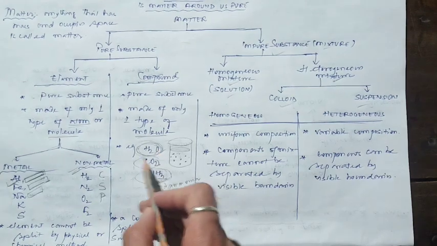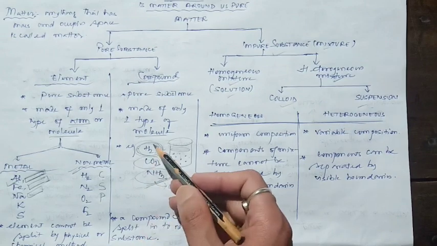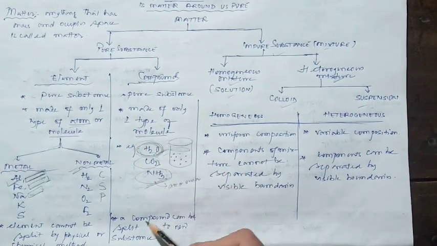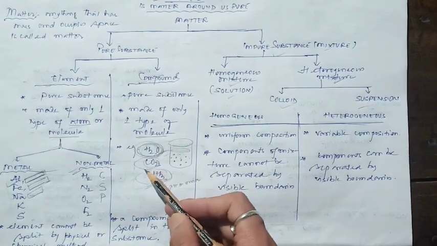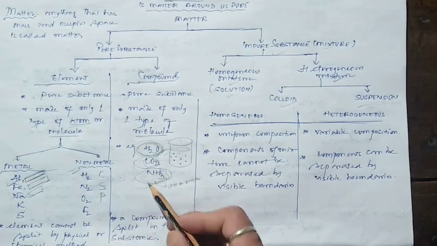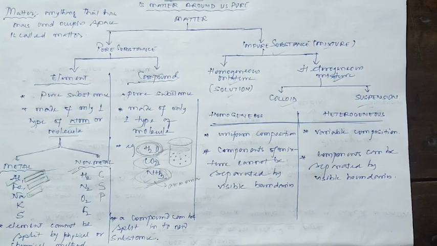But in case of compounds, you can see compounds are made up of hydrogen and oxygen atoms. So if I split this compound, I'll get the particles of hydrogen and oxygen. If I split this compound, I'll get the particles of carbon and oxygen. If I split this compound, I'll get the particles of nitrogen and hydrogen. That's what I mean when I say a compound can be further subdivided into smaller particles. So I hope, students, you understood the difference between elements and compounds.